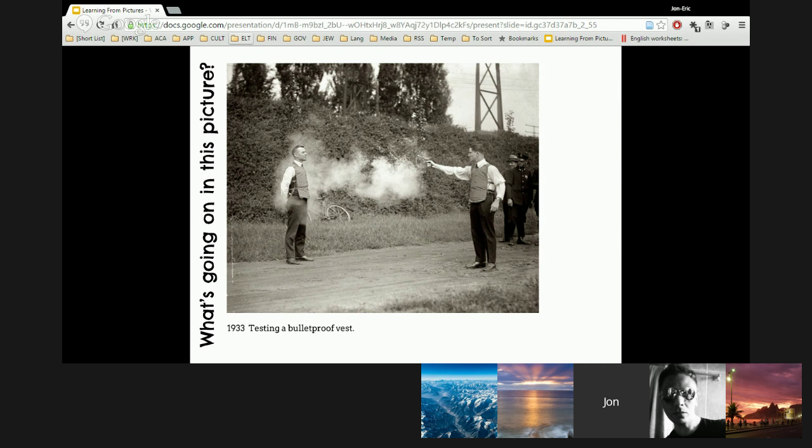1933, testing a bulletproof vest. Yes. I was right, 1933. So no one knew what Kevlar was in 1933, but after this picture, they sure did.